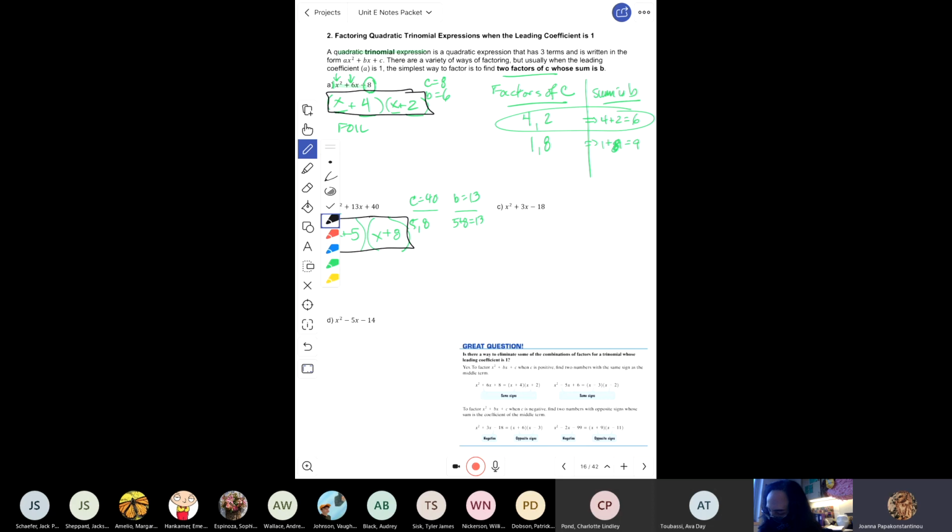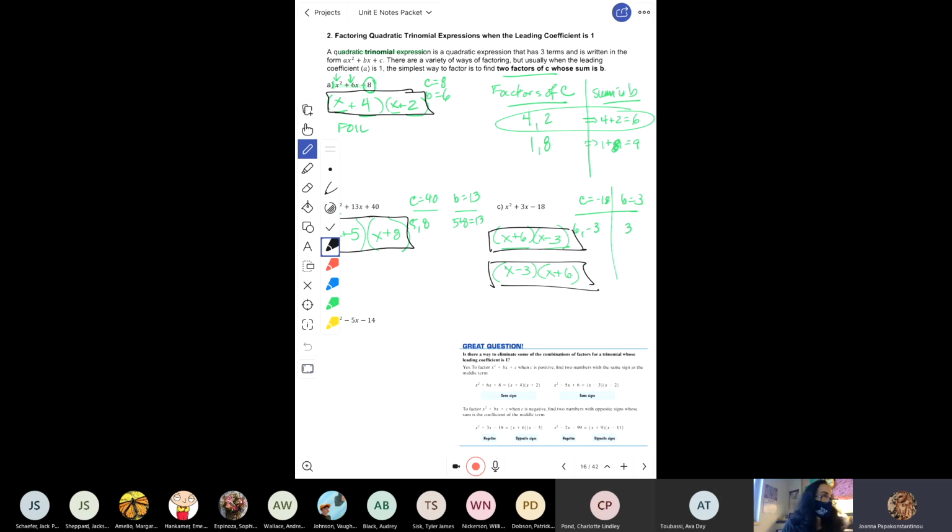Okay, let's try another one. C is negative 18, B is 3. I'm looking for numbers that multiply to give me negative 18, but add to give me 3. What do you have for me? I'm sorry, 6 and negative 3. That is correct. So when I factor, first terms are x. Now, does it matter whether I wrote this binomial first and this binomial second? Could I have written x minus 3 times x plus 6? Yeah, either one works. What property tells you that it works? Do we remember? Commutative property of multiplication.